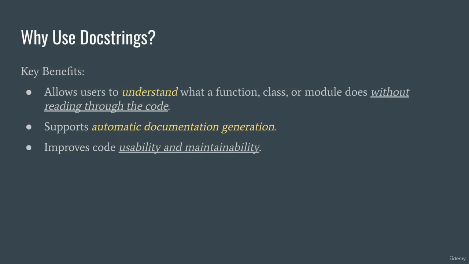There are several benefits to using docstrings. First, they allow users to understand what a function, class, or module does without needing to read through the entire code. They also support automatic documentation generation, which can be a huge time saver. Finally, docstrings improve the usability and maintainability of your code by providing clear, accessible descriptions of your code's purpose and functionality.